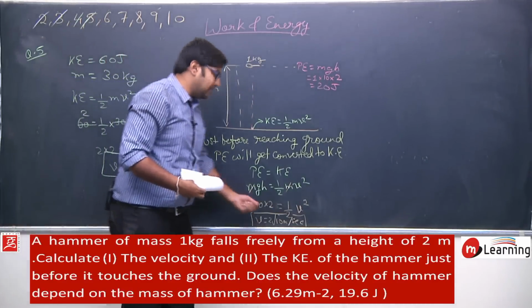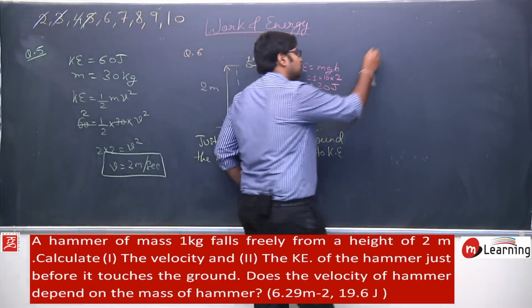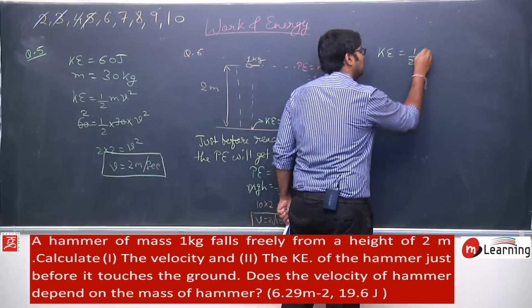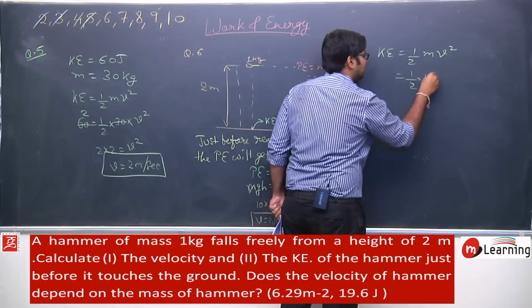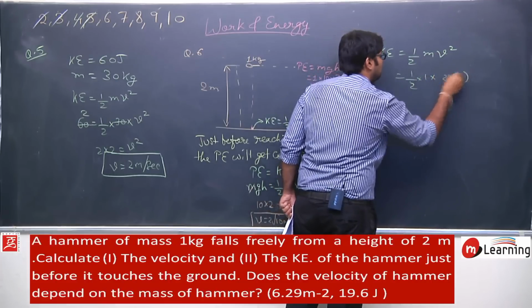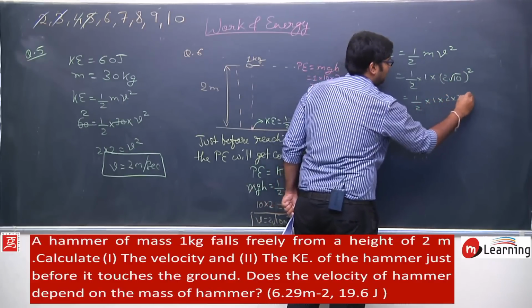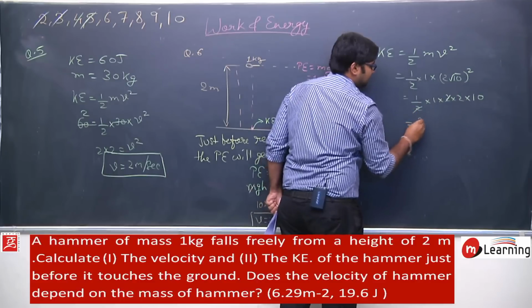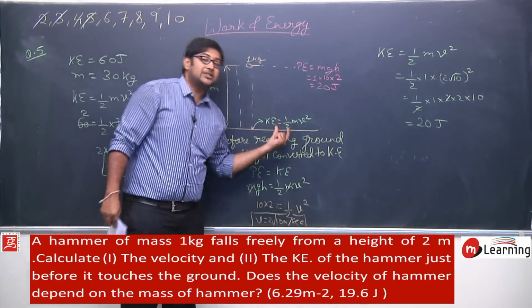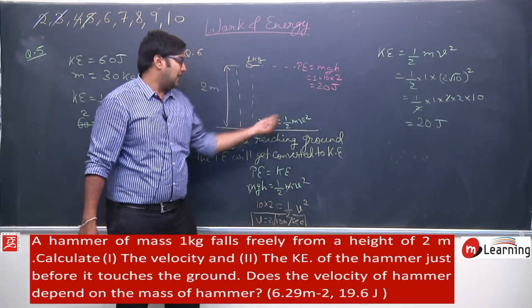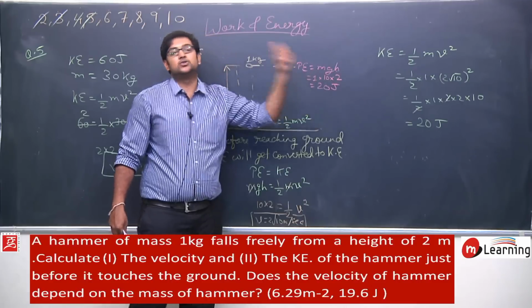Now the velocity we have calculated as 2 root 10 meters per second. I can easily calculate the kinetic energy. The kinetic energy will become half into mass into v square, that is half into 1, into 2 root 10 to the power 2. So it is half into 1 into 2 into 2 into 10, which you can calculate as 20 joules. From this expression also we can say that kinetic energy is 20 joules, and by calculating the velocity also we get 20 joules.